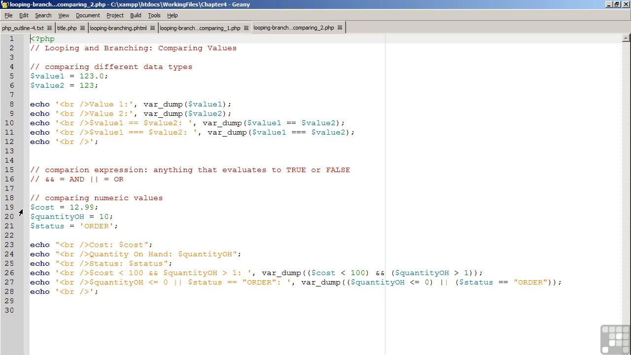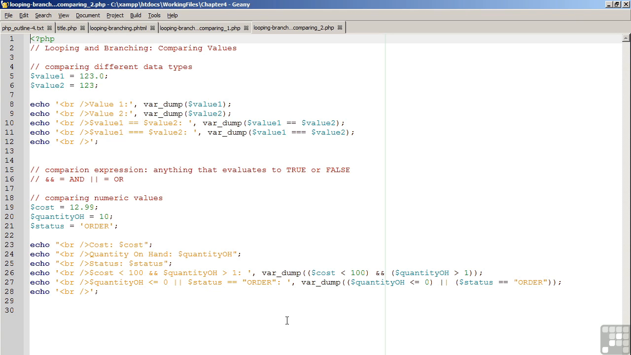Another point of interest is that comparison expressions can be complex. This is facilitated by using parentheses in combination with and, which is represented by two ampersand signs, or a logical or, which is represented by two pipe symbols, like so. We now have three variables, cost, quantity on hand, and status. On line 26, we're testing a complex expression. Is the cost less than 100 and the quantity on hand greater than 1? And this, of course, will come back as true.